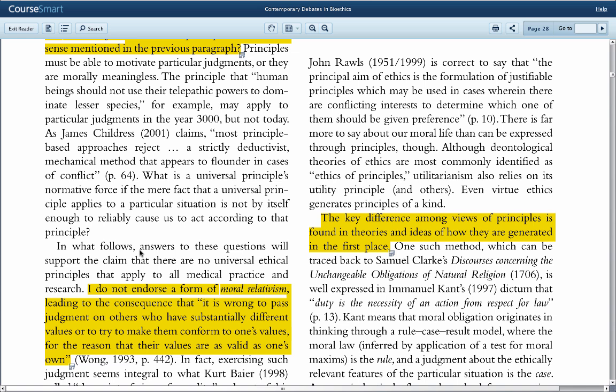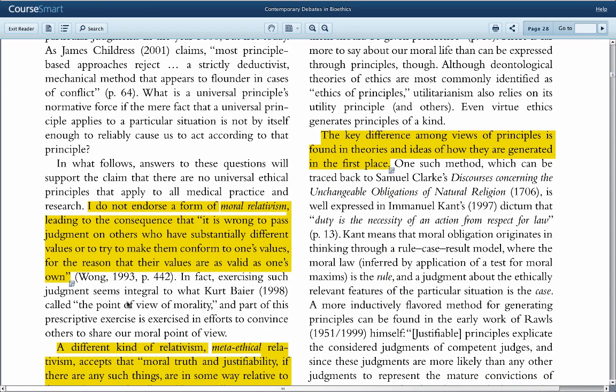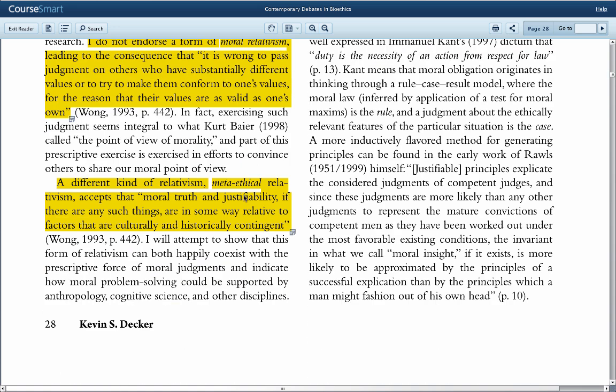He says that in his view, what he's going to defend in this chapter is not the form of moral relativism that leads to the consequence that it's wrong to pass judgment on others who have substantially different values, or to try to make them conform to one's values for the reason that their values are as valid as anyone's own. He's not accepting that view. He's not a moral relativist in that sense. A different kind of relativism is attractive to him, though. It's called meta-ethical relativism. And this kind of relativism accepts that moral truth and justifiability, if there are any such things, are in some way relative to factors that are culturally and historically contingent.